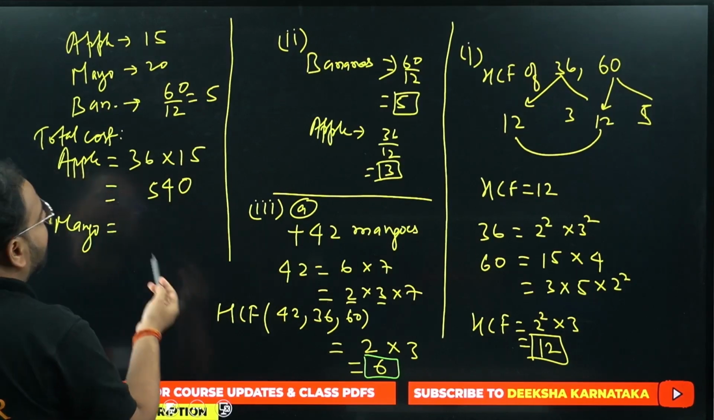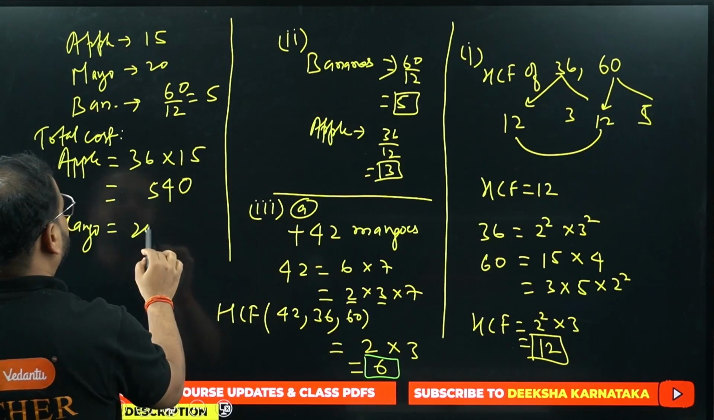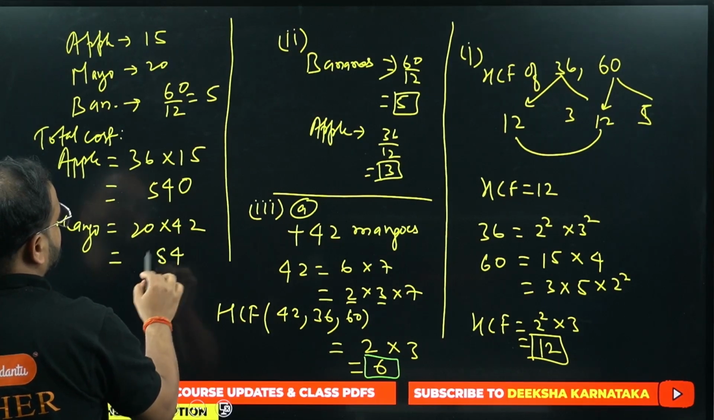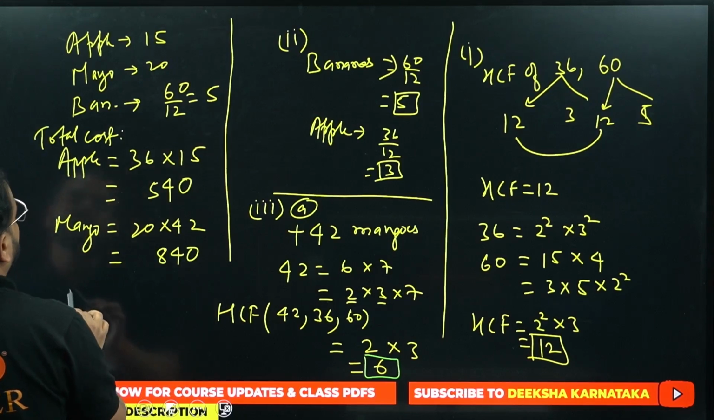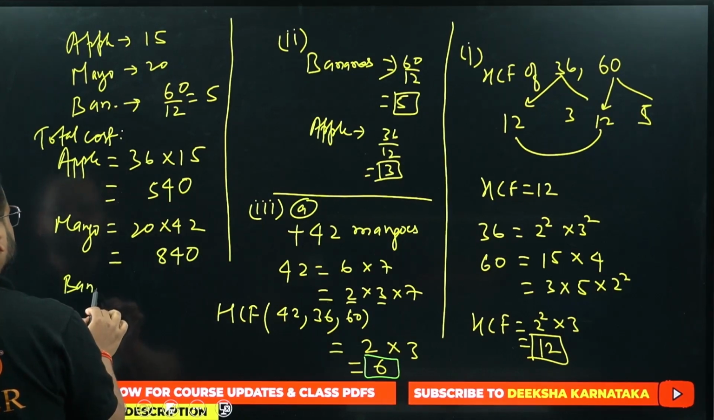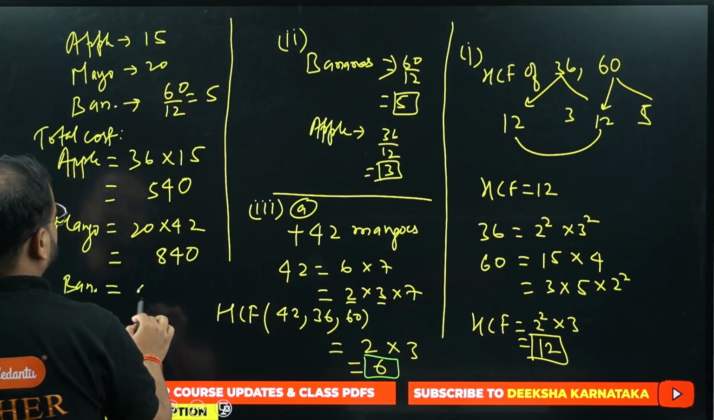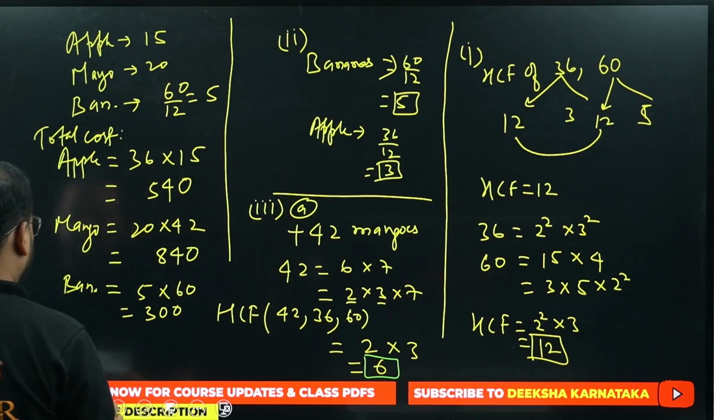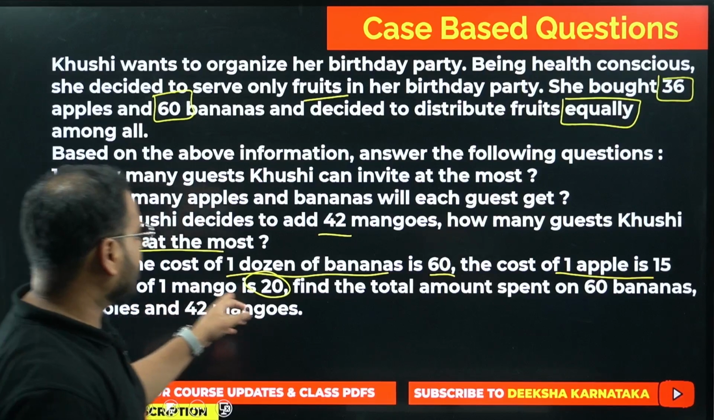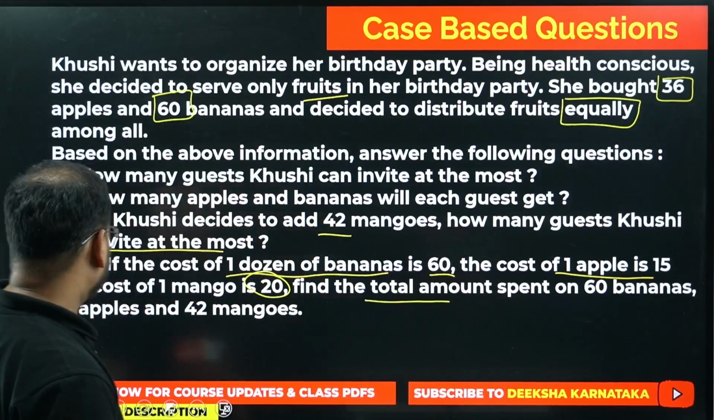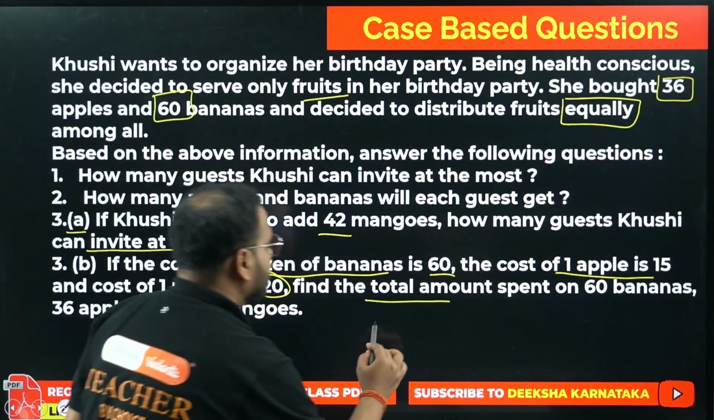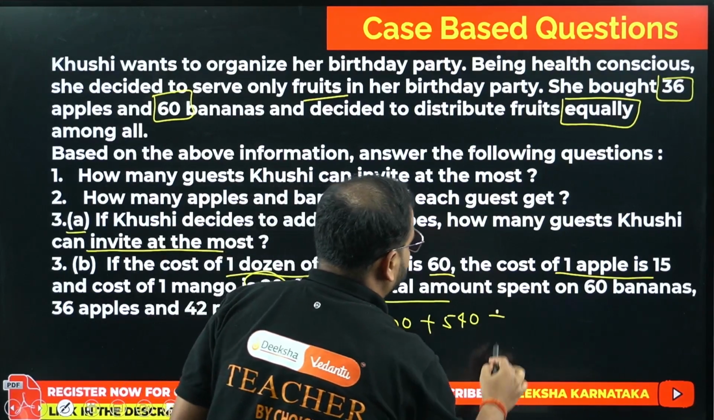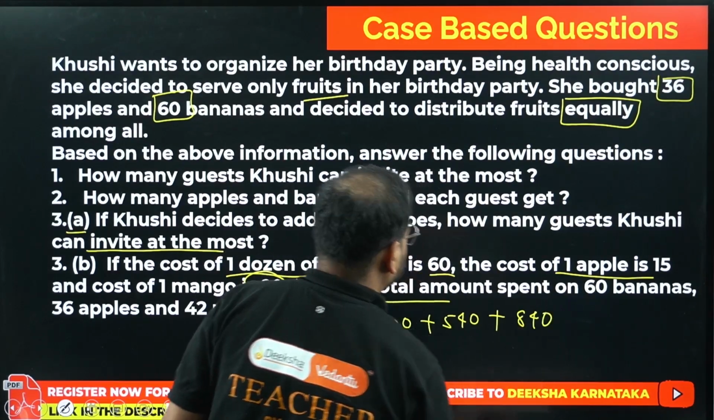For mangoes, what will it be? 20 times 42, right? So 20 times 42. How much is that? 4 8s, so 840. What about bananas? It'll be 5 times 60, so 300. Okay. Now they're asking what? Total cost, right? They're asking the total amount she spent. So what was the amount? Have a look. It was 300 plus 540 plus 840, I guess.